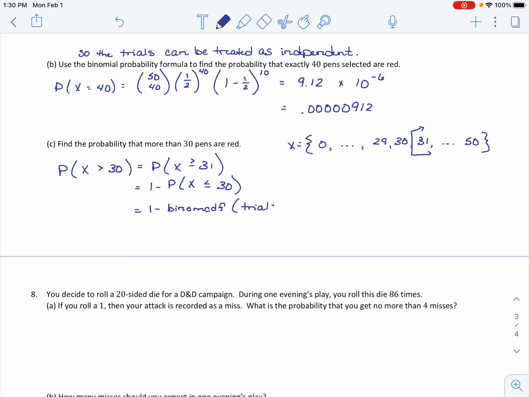And I'm going to tell it that we have 50 trials for my number of pens in my sample. The probability of success on each trial is 1/2. And that the X value I would like it to include is 30 so that I could take those away and be left with 31 and above. So when I do that, I get, my answer key's wrong. I actually have to do this one. So 50 trials, 0.5, 30 success. So I'm getting about 0.0595.